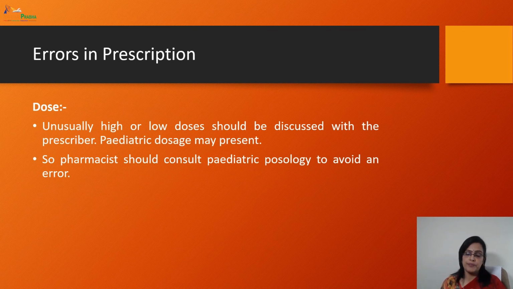Next is dose. High or low doses should be discussed with the prescriber, and especially pediatric doses may be present. There may be a change in the dose for kids. So the pharmacist should consult the pediatric posology to avoid an error, and should give clear instructions for that particular dosage form.